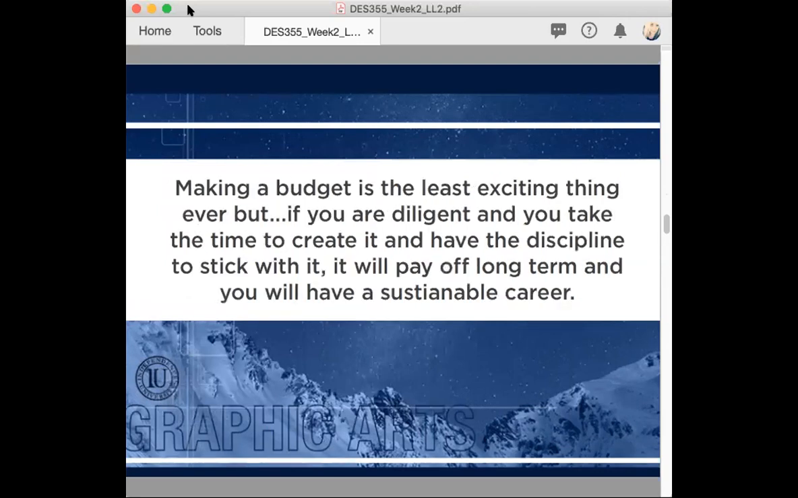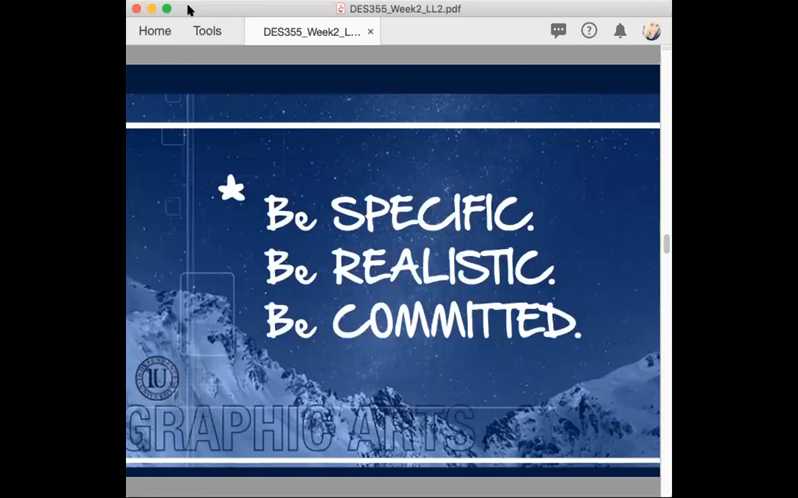Making a budget is the least exciting thing ever, but if you're diligent and you take time to create it and have the discipline to stick with it, it will pay off long term and you will have a sustainable career. So it is worth looking into and making sure that you have this set up if you're starting a business. You have to be specific, be realistic, and also be committed. You can't just have this idea that, oh yeah, I want to make a certain amount of money. You want to make sure that you're being realistic about it.